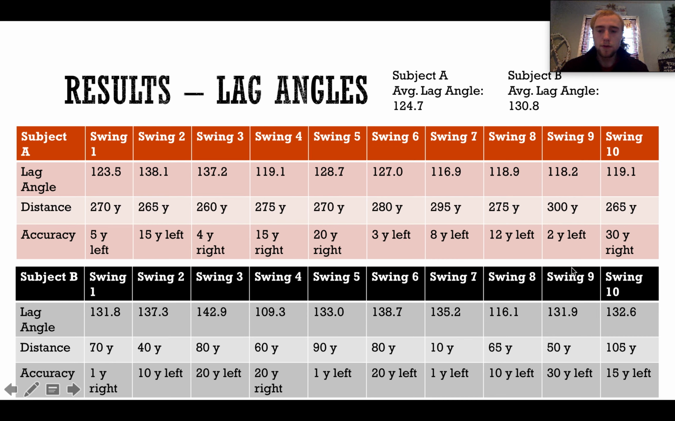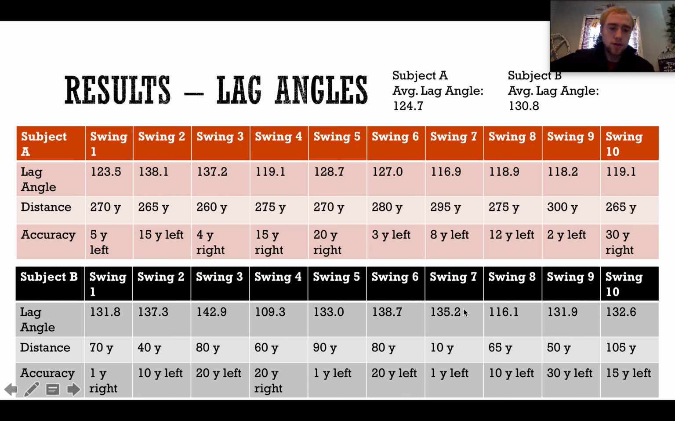The best swing for subject B, distance-wise, was swing 10. She hit it 105 yards and only 15 yards left. I mean, that's still off by a lot, but if you take a look at her other misses, that was by far one of the best ones.